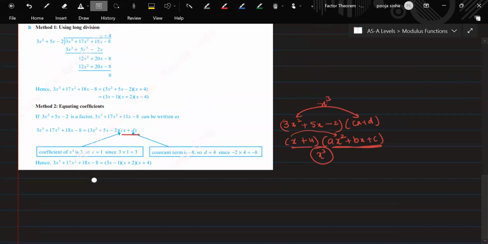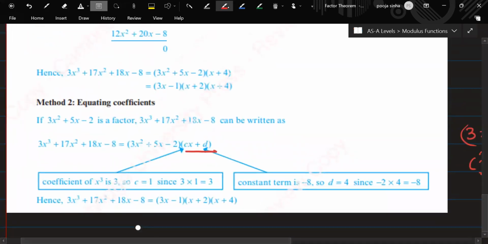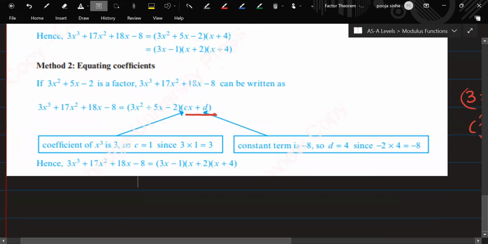So if you've understood this point, then we will go ahead with the question now. So you equate this, multiply with this, okay? Now we are going to compare the coefficients of x cube and figure out what are the values of c and d. We are going to compare coefficients, okay?